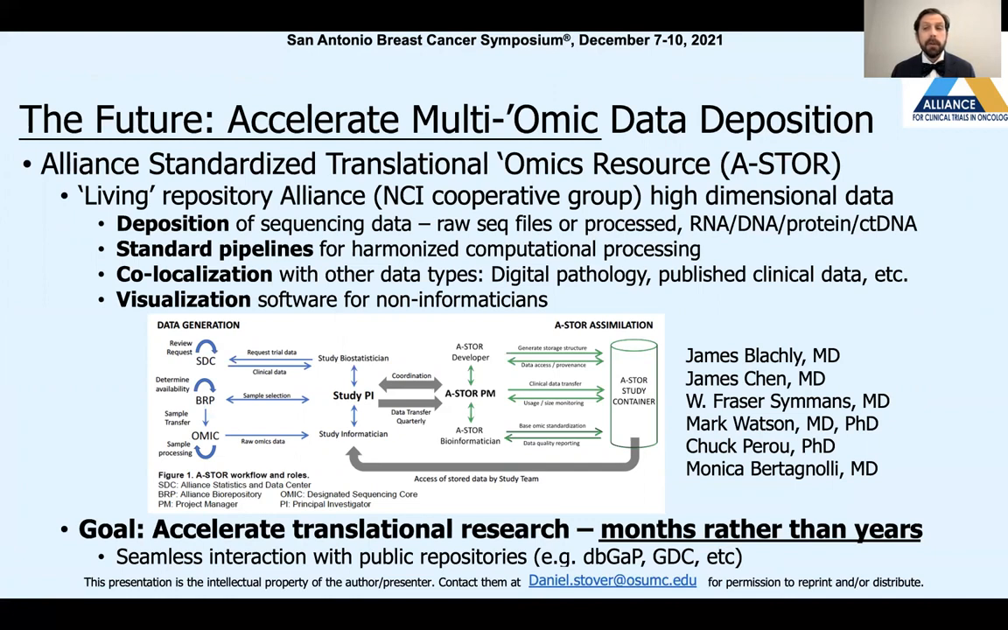As part of the Alliance for Clinical Trials in Oncology, one of the NCI cooperative groups, we've been working to build our standardized translational omics resource, or ASTOR, which is a living repository of high-dimensional data from Alliance clinical trials, including rapid deposition of sequencing files, standardized pipelines to harmonize computational processing, co-localization with other data types like digital pathology or published clinical data, and some basic visualization software for non-informaticians. And with an outstanding group that's been working hard, our goal is to accelerate translational research from the years that it often takes from a report of clinical trials to potentially faster, even months, deposition of genomic data.